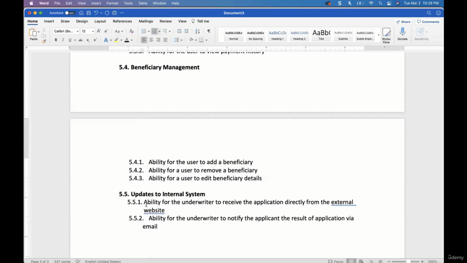All right, so one more thing that we need to write here. What is it that we have not yet documented?